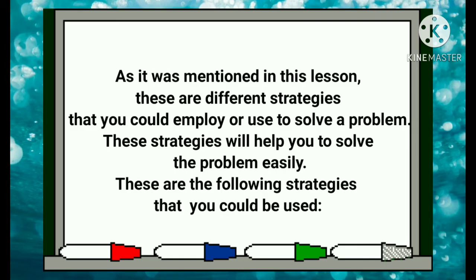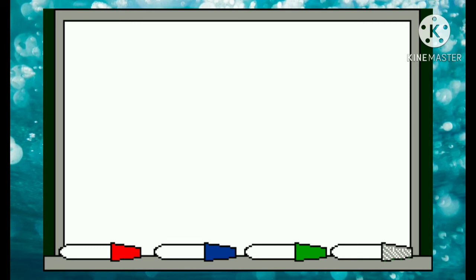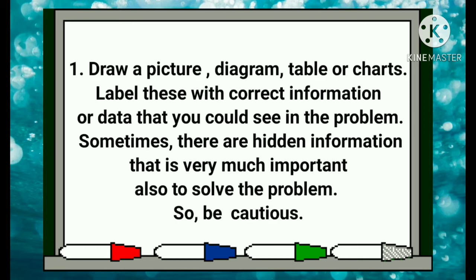As mentioned in this lesson, these are different strategies that you could employ to solve a problem. These strategies will help you to solve the problem easily. These are the strategies that could be used. Number 1. Draw a picture, diagram, table, or chart. Label this with the correct information or data that you can see in the problem.